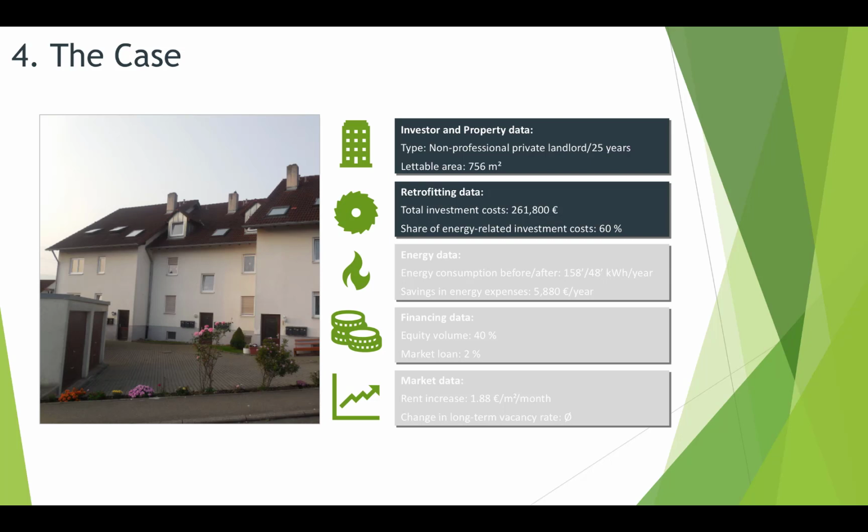The tool helps the user to differentiate between those two types of payment. In our case, 60% of investment costs can be attributed to energy-related costs. Therefore, only this share of costs that according to the principle of causation can be directly allocated to the energy investment must be taken into account.